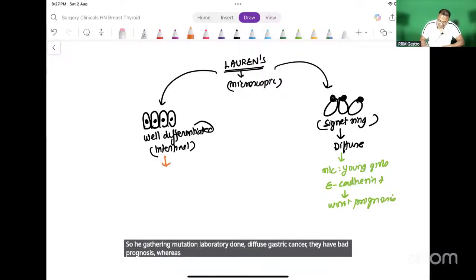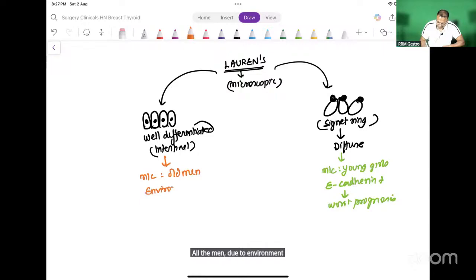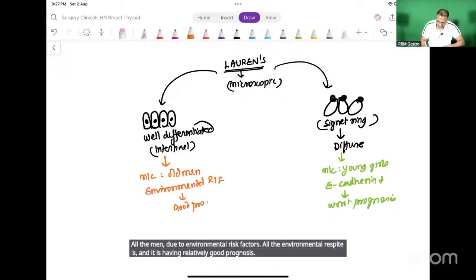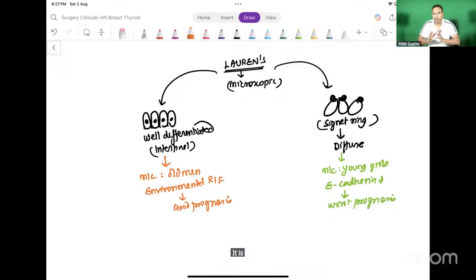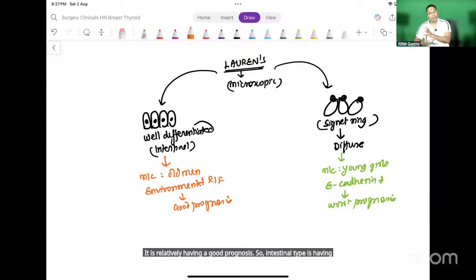Whereas intestinal cancer is what we see commonly in practice, most common in old men due to environmental risk factors. It is having relatively good prognosis. So intestinal type is having a relatively good prognosis. Diffuse type has a worst prognosis.